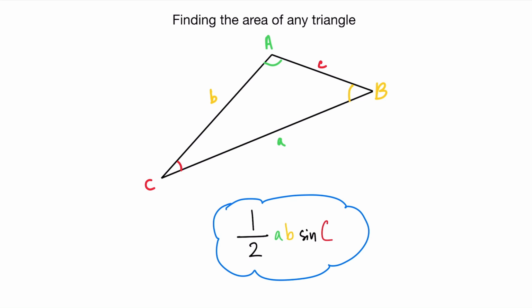Now these letters are arbitrary, so you can use half bc sine A, you can use half ac sine B. The one thing you need to remember is that the two letters you're using for the sides, so a and b, you want to make sure that the angle is the third letter. So we have ab as the lengths here, and sine capital C. And if you're using b and c, for example, as the lengths, then you want to make sure that it's sine A.